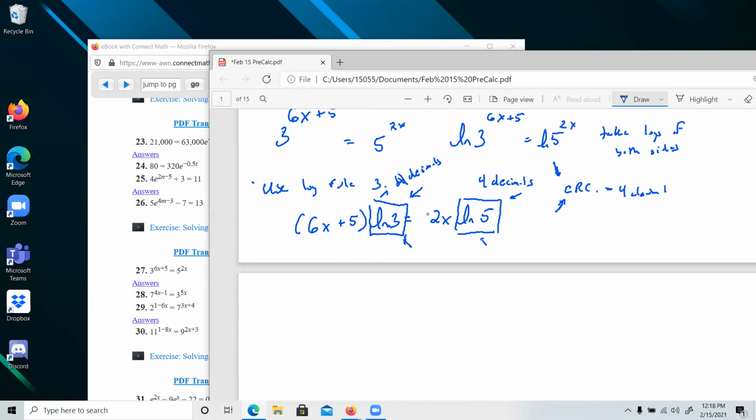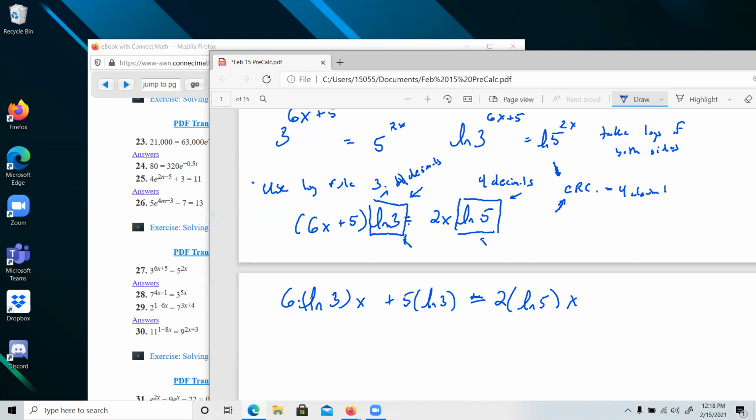So what do we have here? We have 6x times the natural log of 3, plus 5 natural log of 3, equals 2x natural log of 5.